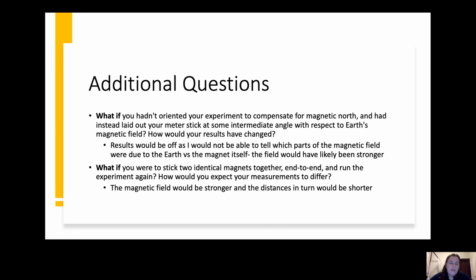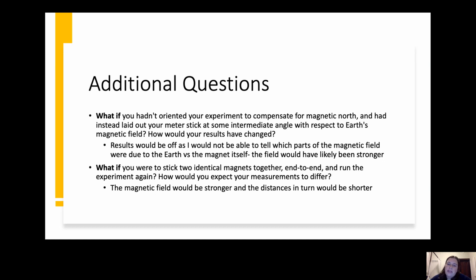Some additional questions. What if I hadn't oriented my experiment to compensate for magnetic north and had instead laid out a meter stick at some intermediate angle? The results would be off, as I would not have been able to tell which parts specifically of the magnetic field were due to the Earth versus the magnet itself, and the field would have been likely stronger.